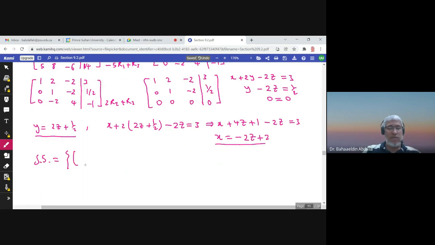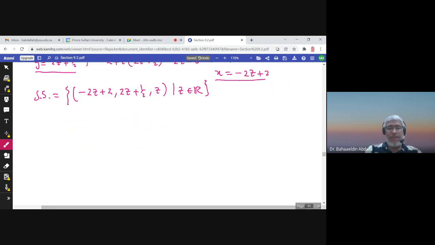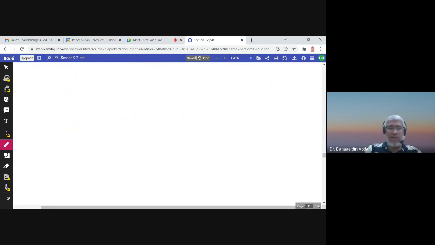So the solution set of this system would be x is negative 2z plus 2, and y is 2z plus half, and z is z. And you can write that z belongs to R. You can write it like this or outside. All are okay. So here we have infinitely many solutions.